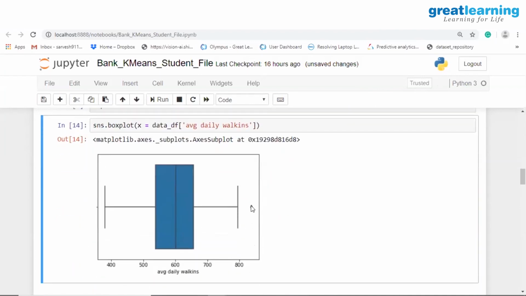Average daily walk-ins. One has very high average walk-ins. It could be either the biggest branch or the main branch of the city.